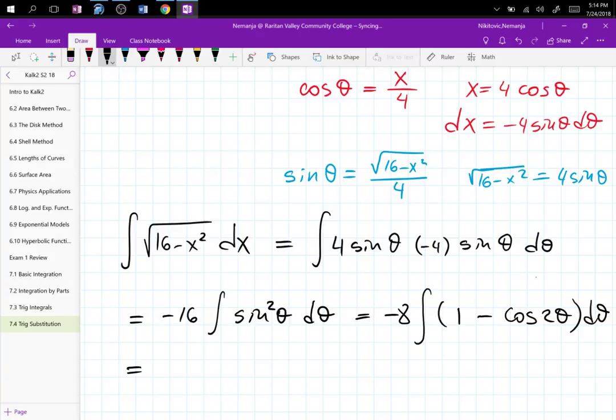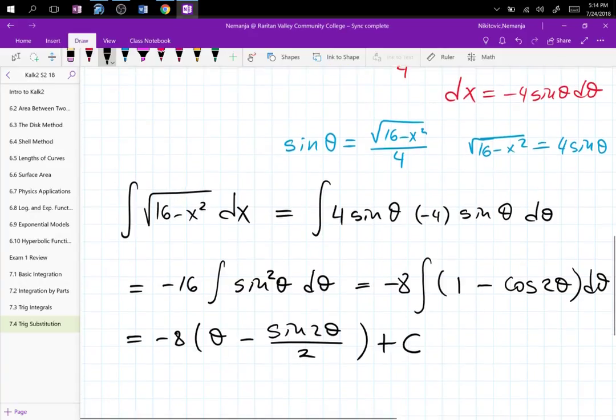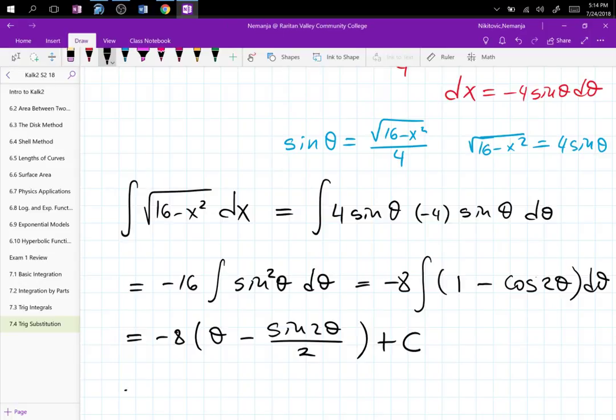So now it's negative 8. Integral of 1 is theta. And integral of negative cosine is negative sine. It preserves the sign. So it's sine 2 theta over 2. And then we have plus c. Okay, fine. You distribute negative 8. It becomes negative 8 theta plus 4 sine 2 theta plus c.